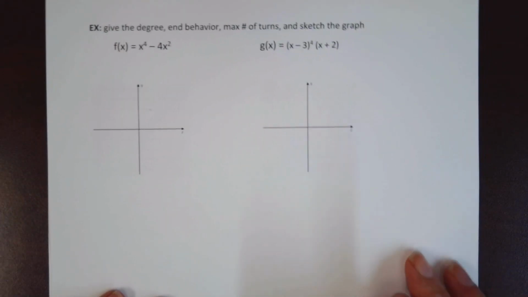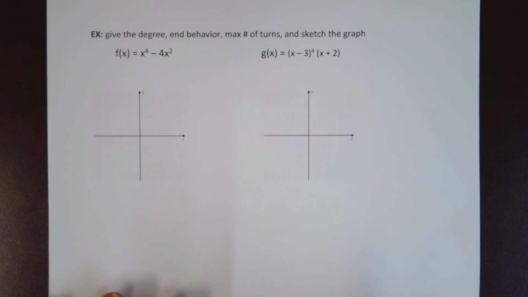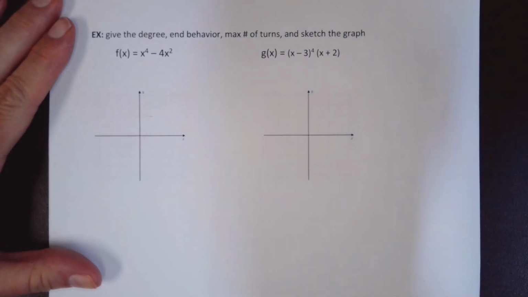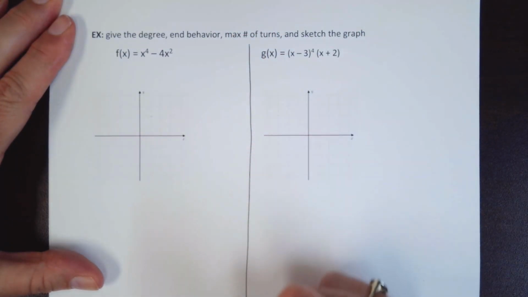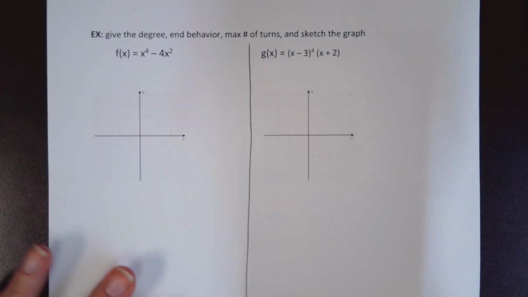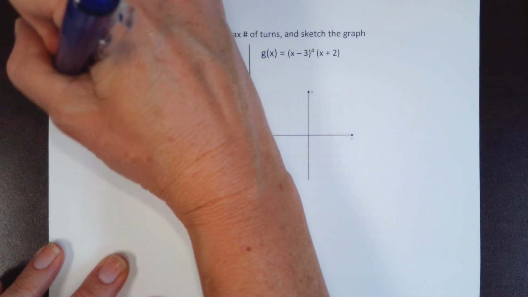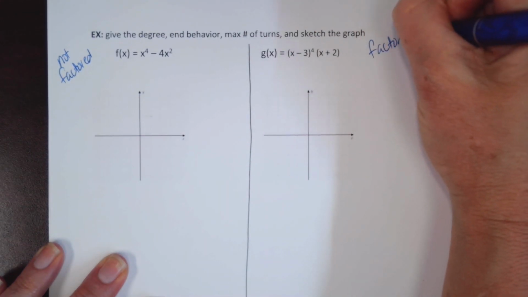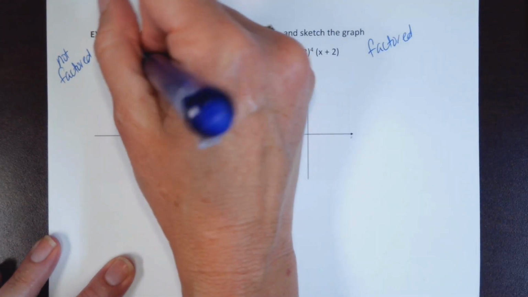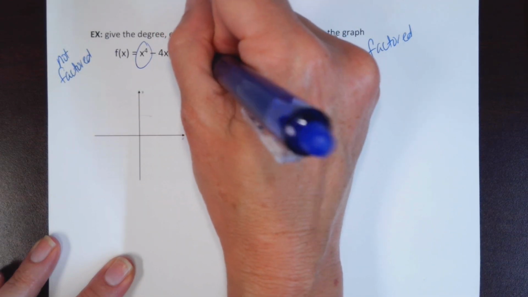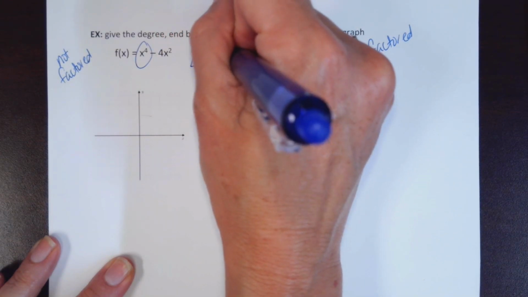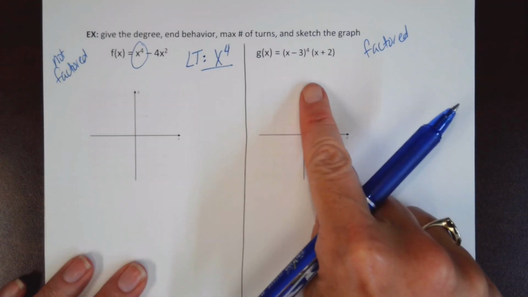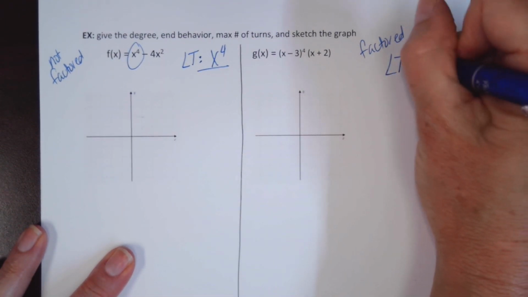All right, last two, and then we're done here. Give the degree, the end behavior, maximum number of turns, and sketch the graph. G of x is factored, f of x is not. So let's start there. This is not factored. This one is factored. When it's not factored, I know my leading term. When it is factored, I have to work out my leading term.